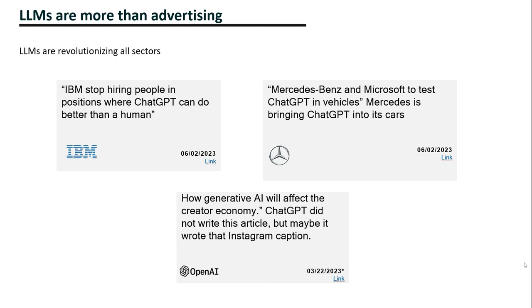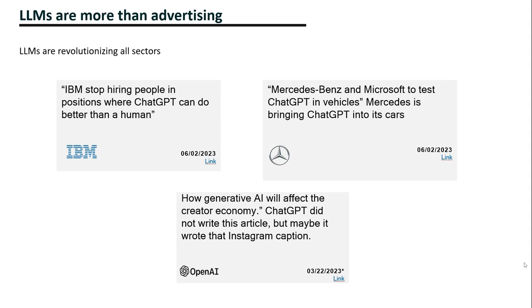On the topic of benefits, we have already witnessed how they are revolutionizing various aspects of users' lives. For instance, IBM recently announced that it has ceased hiring staff for certain positions that can be filled by these language models or ChatGPT. Additionally, it is expected that these advancements will impact a significant number of creative jobs.